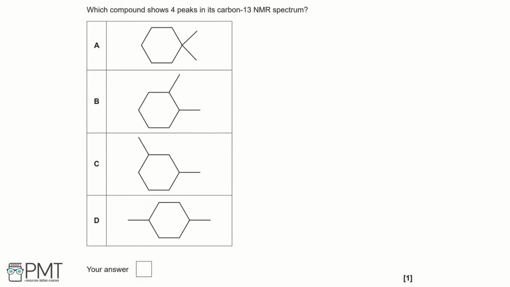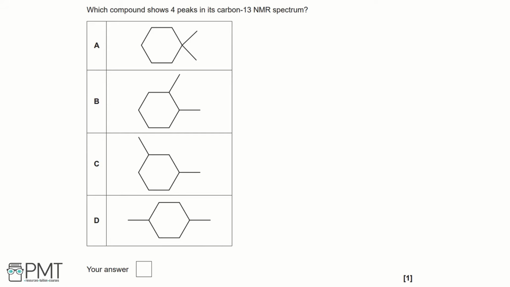Which compound shows 4 peaks in its carbon-13 NMR spectrum? We're presented with 4 different organic compounds here. So firstly, we need to identify how many carbon-13 NMR peaks each compound would produce. So that means we need to look for lines of symmetry.